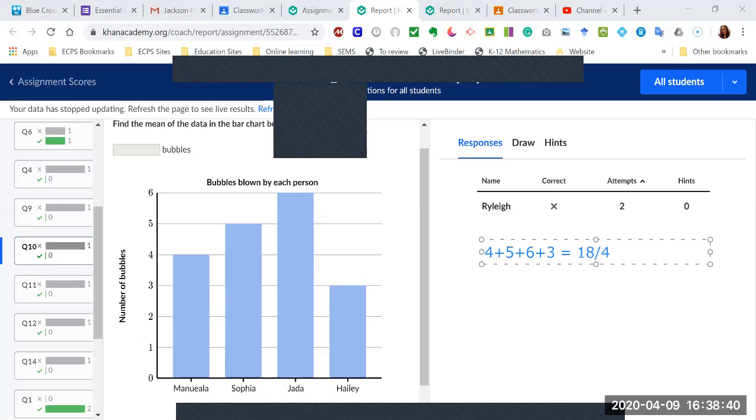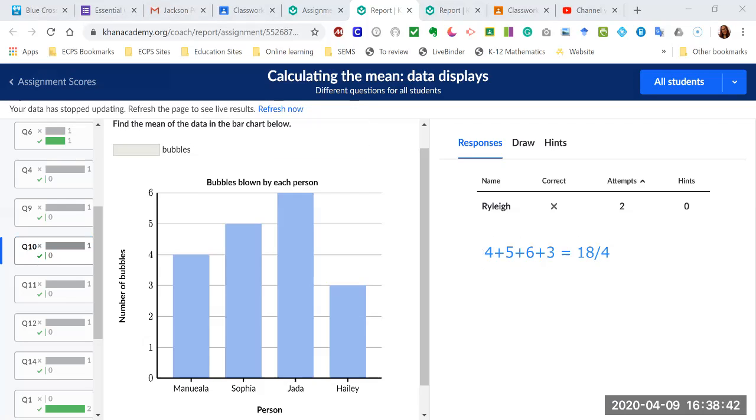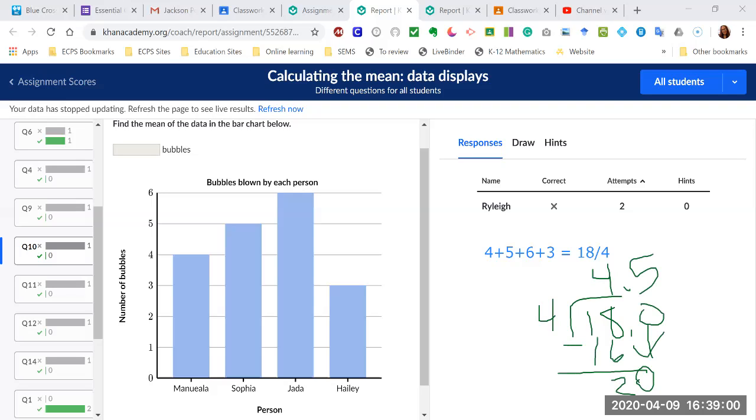So I'm going to come off to the side here. I'm going to divide 4 into 18. 4 goes into 18 4 times. 4 times 4 is 16. If I subtract, I get 2. And I need to add a decimal and a 0 and bring the 0 down. 4 goes into 20 5 times. So the mean number of bubbles blown by each person would be 4.5.